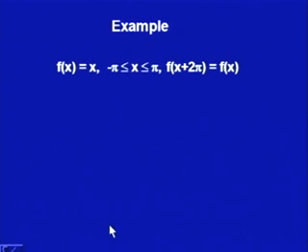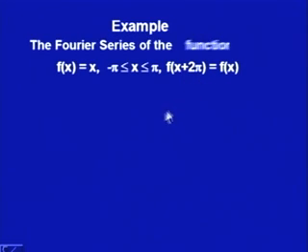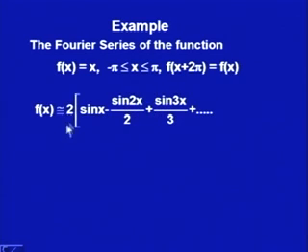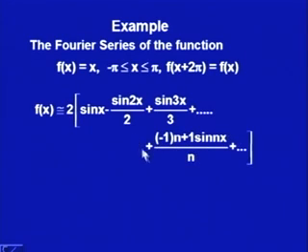Another example, you remember that we have done this example also: from minus pi to plus pi, the function is x, again periodic with period 2 pi, f(x plus 2 pi) is equal to f(x). If you do remember, the Fourier series of this function was 2 times (sin x minus sin 2x by 2 plus sin 3x by 3 and so on). The nth term is minus 1 to the power n plus 1 times sin nx upon n, and so on. Now, let us see its partial sums and the graph of the function.